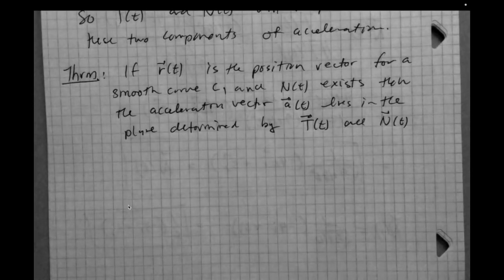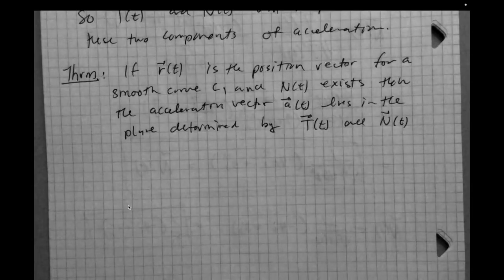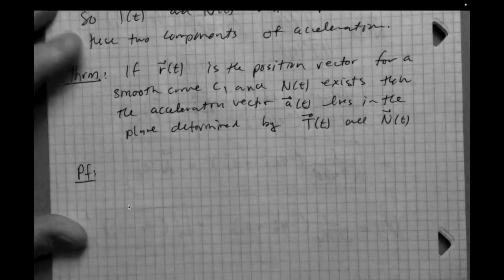So if r is the position vector, and assuming that there is a normal vector, the acceleration could be 100% in the direction of the velocity, that's fine. So assuming that the unit normal vector exists, then the acceleration vector is going to lie in the plane determined by these two, the tangent vector and the normal vector. Specifically, what that means is we're going to be able to write the acceleration vector as a linear combination of these two vectors. Okay, and so let's prove this quick. It's relatively easy to prove.